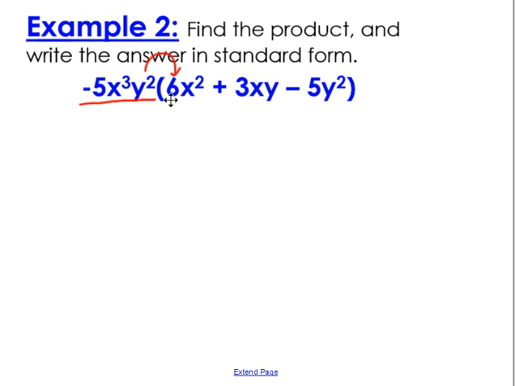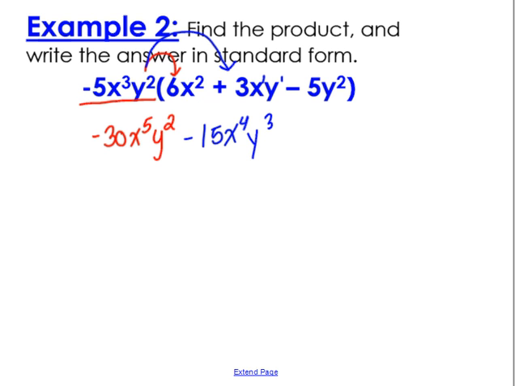Negative 5 times 6 is a negative 30. X to the third times x squared is an x to the 5th. And the only y's I had in the problem were y squared, so they just come down. And that makes one new term, multiplying those two things together. Now let's go to the second term. Negative 5 times positive 3 is a negative 15. Then I have x to the third times x to the 1, which is an x to the 4. Then I have a y squared times y to the 1, which is a y to the third.